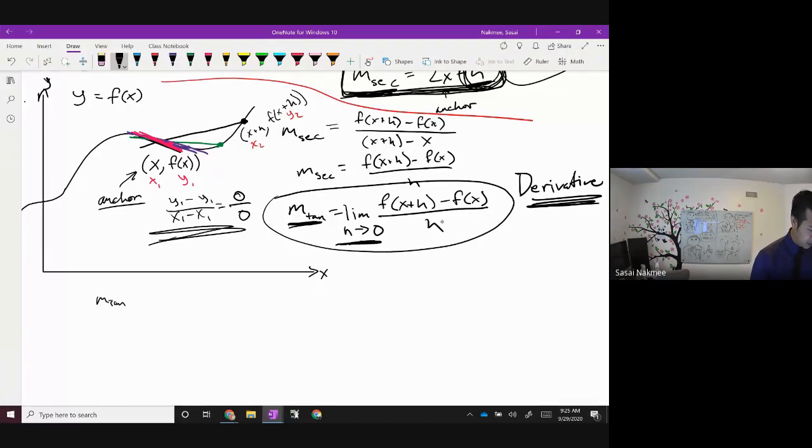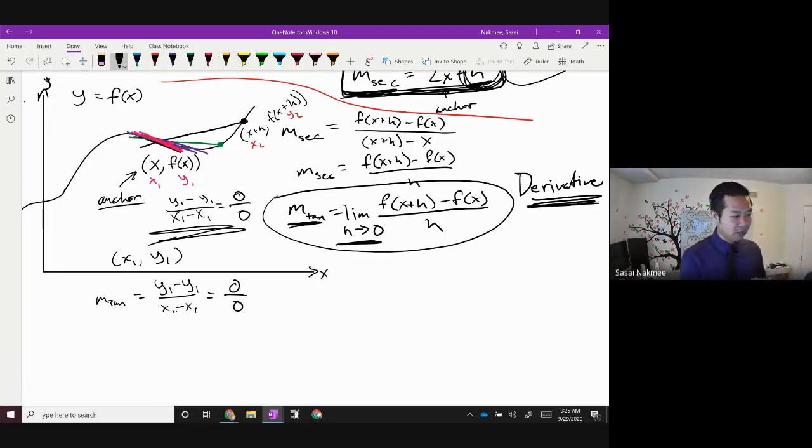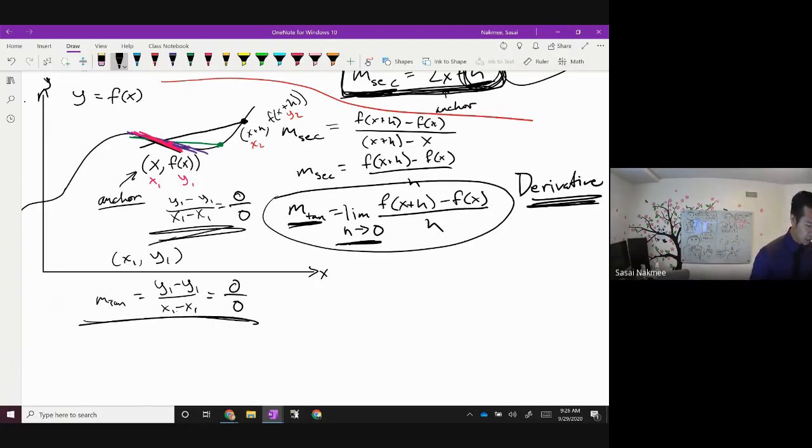If I did the slope of a tangent line by itself, I'd be looking at just a single x1 and a single y1 point. If I try to calculate that, I get y1 minus y1 over x1 minus x1, and we ended up with this whole 0 over 0 thing, which was undefined. We could not calculate the slope of a tangent line using this formula because we need 2 points, and by definition the tangent point is just 1 point.